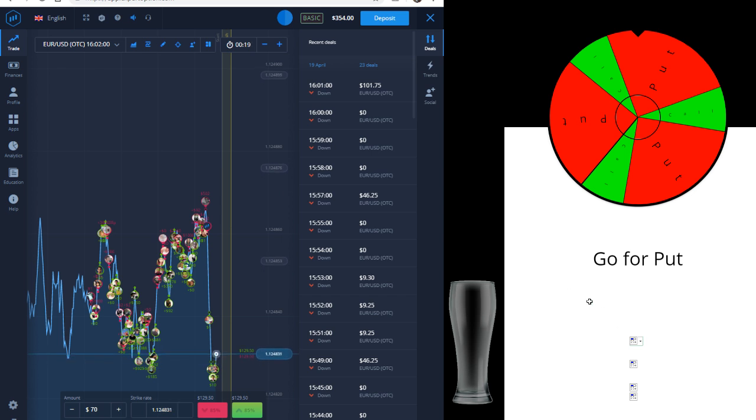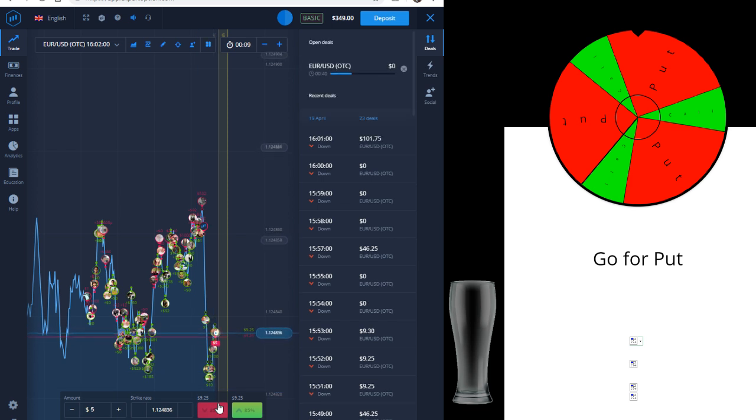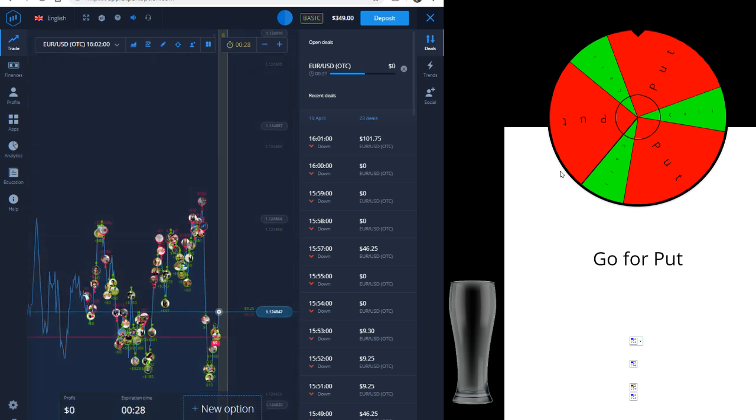The amount that you put in for this trading is very, very important. I have to go back to $5. It seems like a very small amount, but as you can see, my balance is rising. I think I started off with $300, and now it's at 349. I've been live for 34 and a half minutes, and in 30 minutes I've gained $49, so it's not bad.